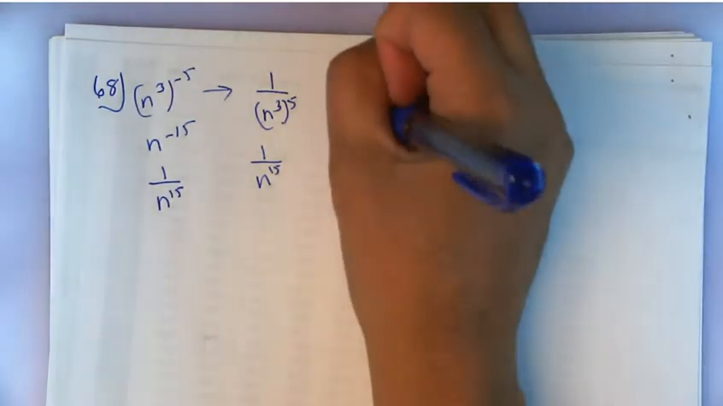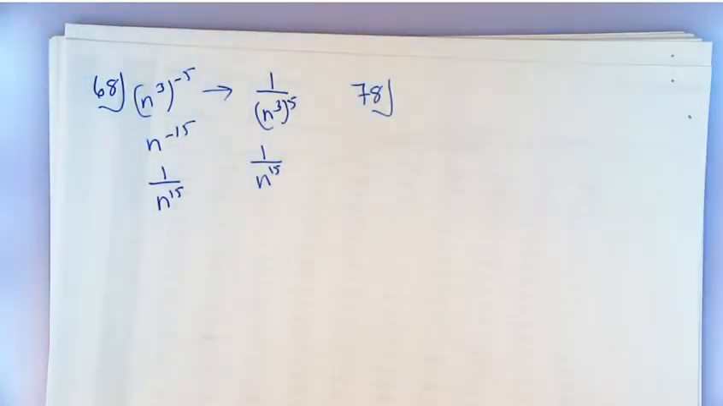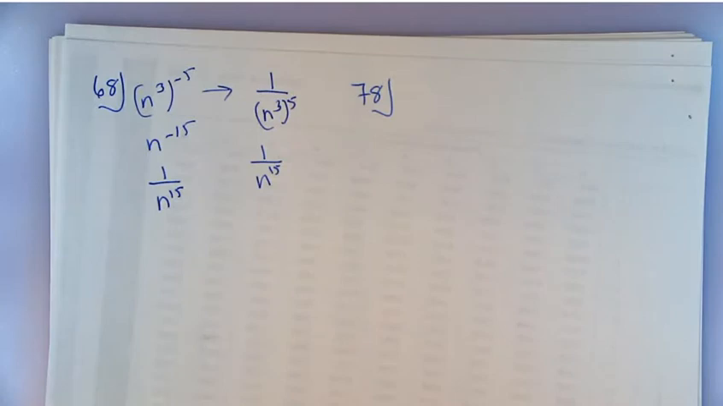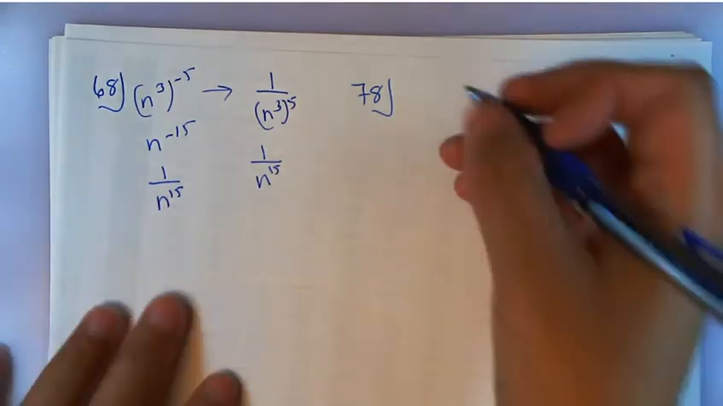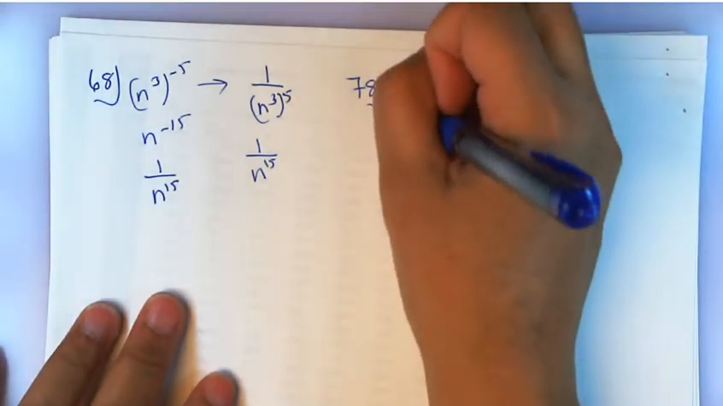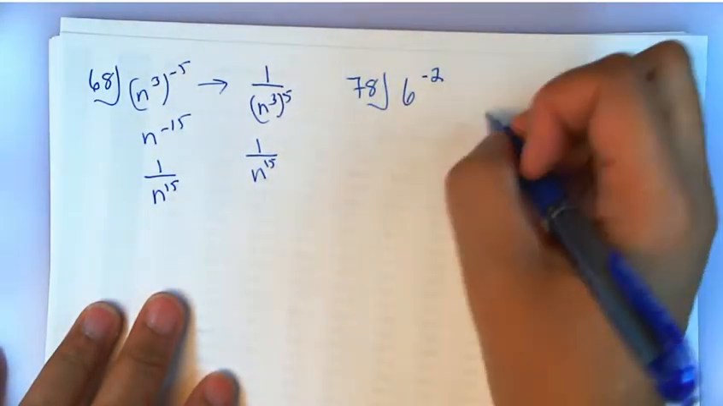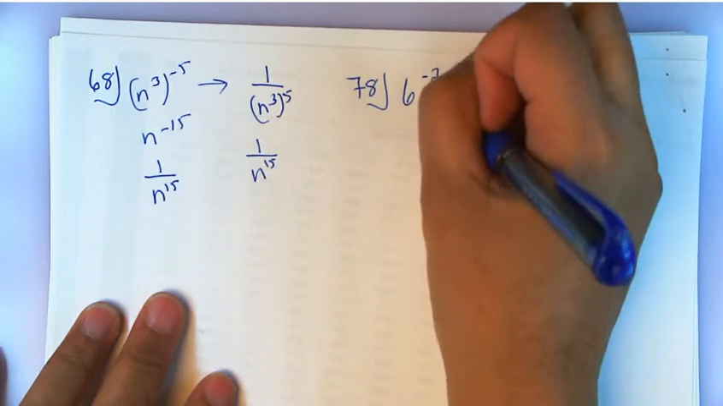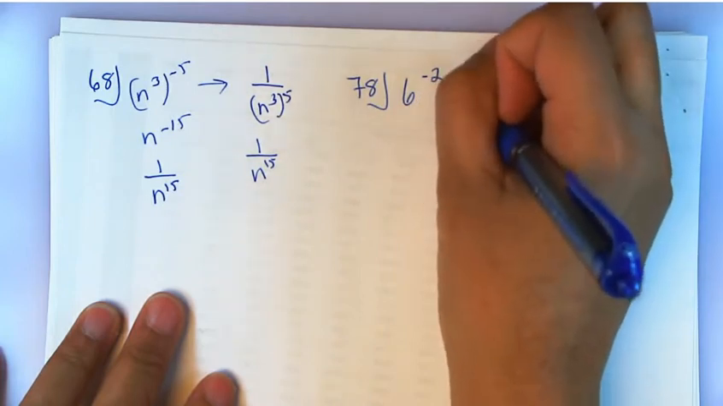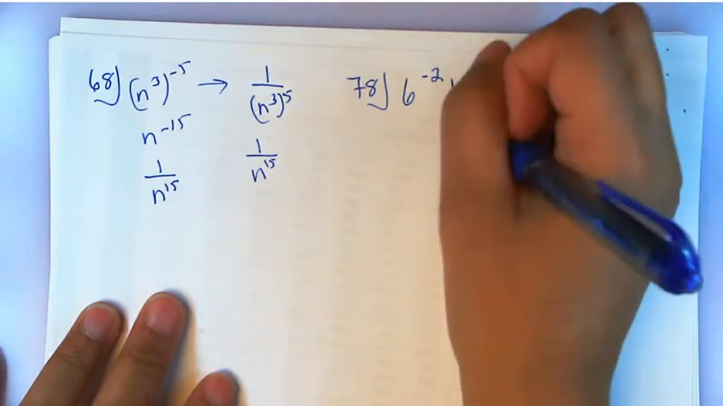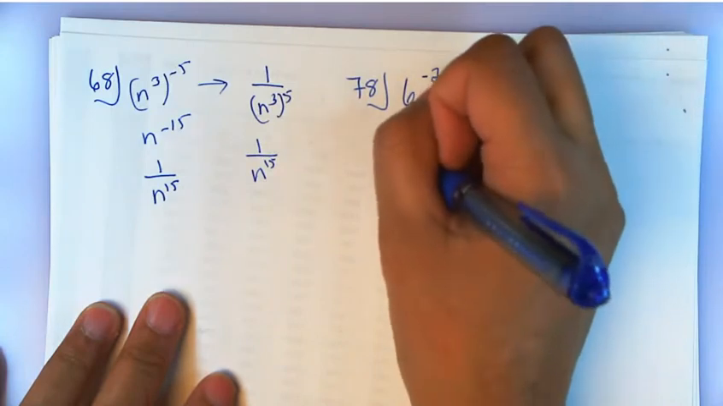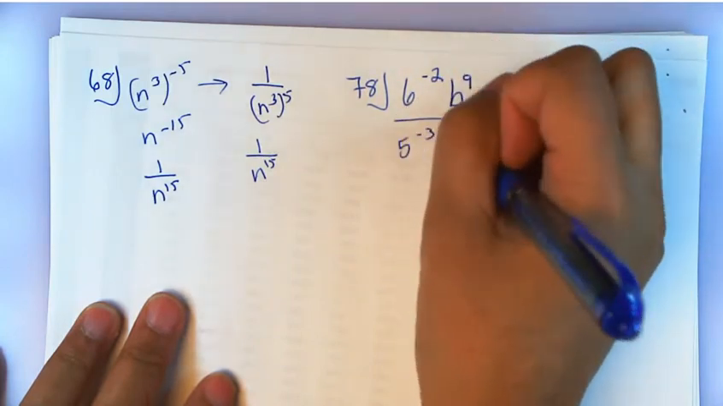Let's look at number 78. My phone is going off the hook today. I really miss y'all. It's not so fun when you're by yourself, and I like to have fun in class. 6 to the negative 2, b to the 9th, c to the 3rd, over 5 to the negative 3, b to the 4th, and c to the 8th.